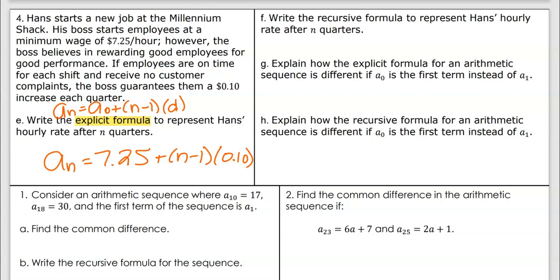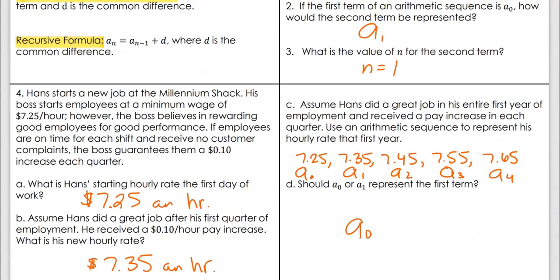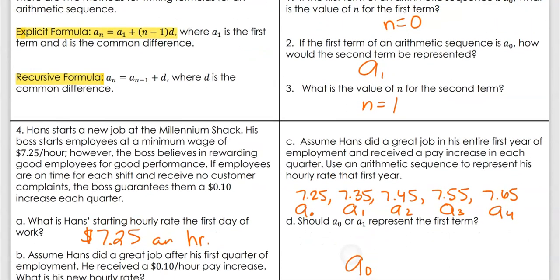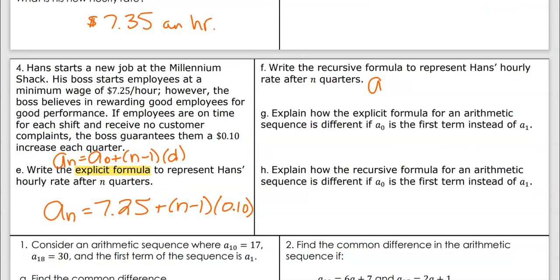All right. Let's write the recursive formula for any quarter. Okay, the recursive formula. That's recurse, reverse. We got to go behind, right? So to find any piece, hold on, I got to go back. Here we go. AN equals AN minus 1 plus D. So AN equals AN minus 1 plus my 10 cents.